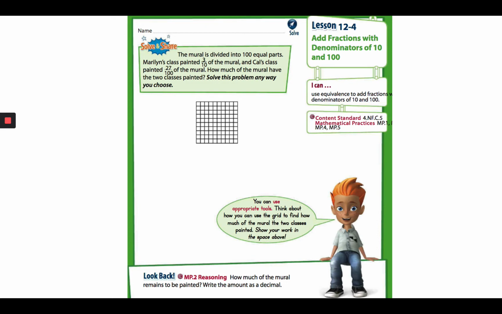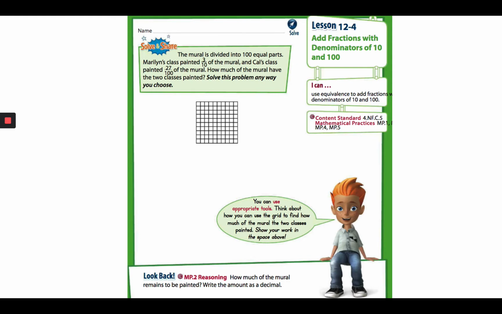So what I want you to do right now is just read everything you can here on that page. It says right here you can use appropriate tools. So if you've got your black and white journals, bring that out if that'll help you with the grid paper on it. And it says think about how you can use the grid to show how much of the mural the two classes painted. Show your work in the space above. Well, of course you can't, but you can do it in your notebook.